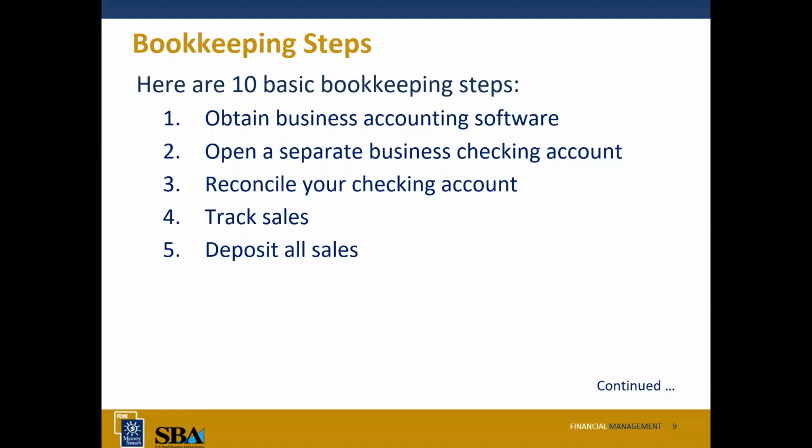If you're running a sole proprietorship, normally you would file for a DBA at your county courthouse. You take that to the bank and you open a separate business checking account. You want to have a separate checking account, and many of us have multiple. You might have one for payroll, one for general operating funds, but at least one business checking account that's truly business. Number three, reconcile your checking account.